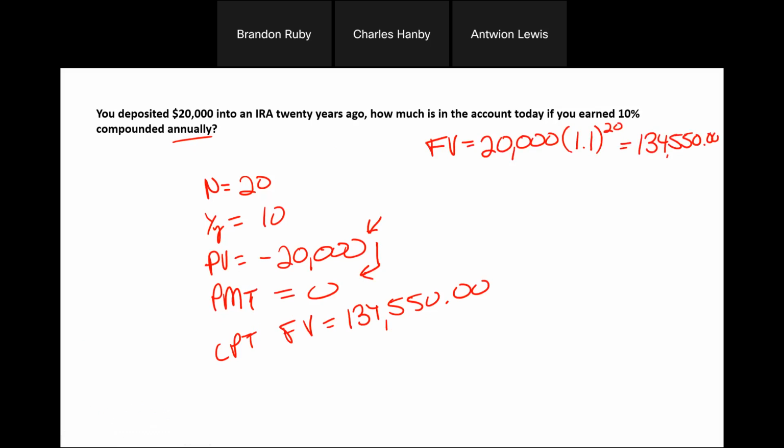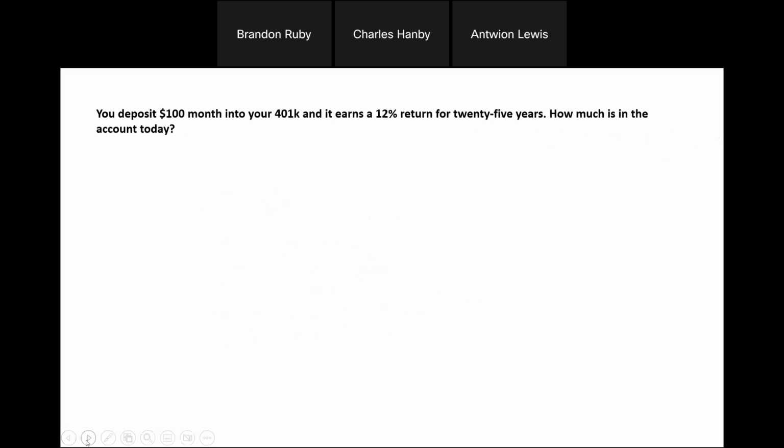Future value and present value of a lump sum are fairly simple formulas. When you get into annuities, things get a little more complicated. So that's why we have financial calculators. All right. So next, any questions here? No, sir. Okay.